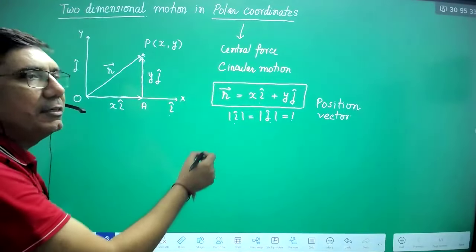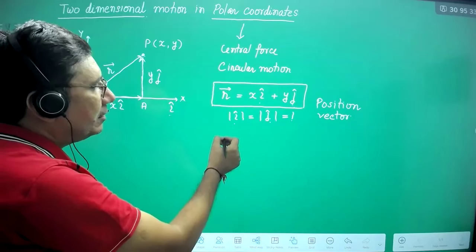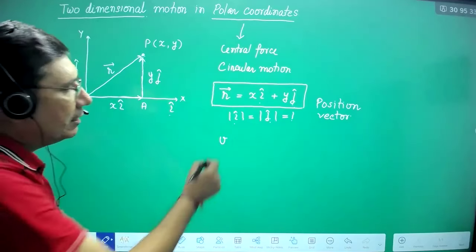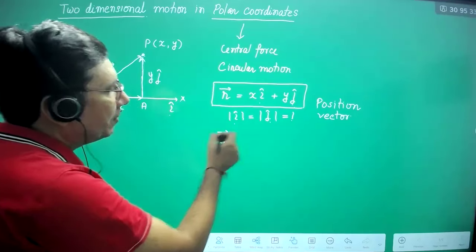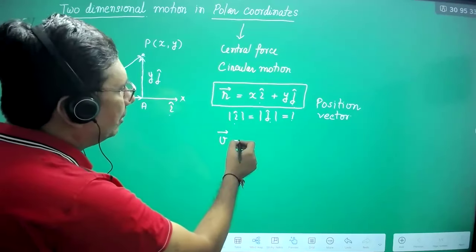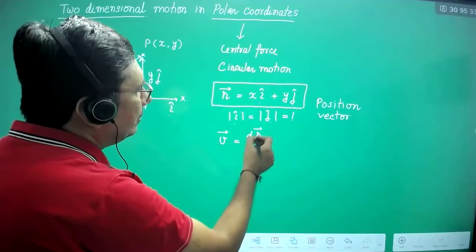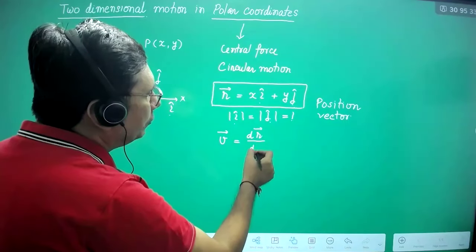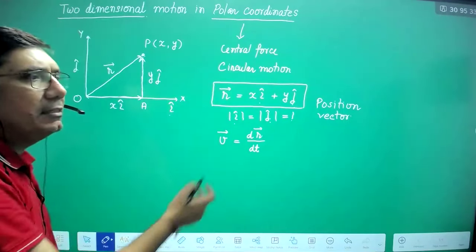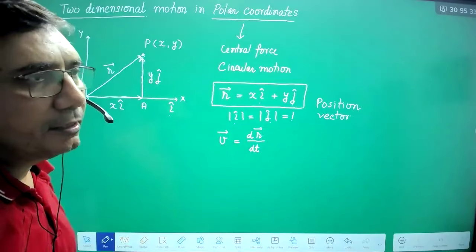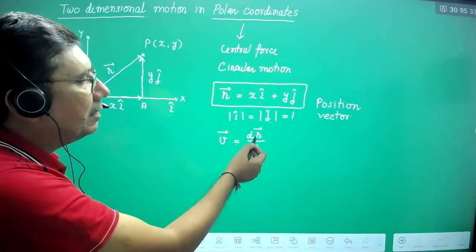Now what will be the velocity? When you are studying kinematics, what will be the v vector? You represent it by dr by dt. The rate of change of position vector is called velocity. This is actually the instantaneous velocity. So velocity will be dr by dt.